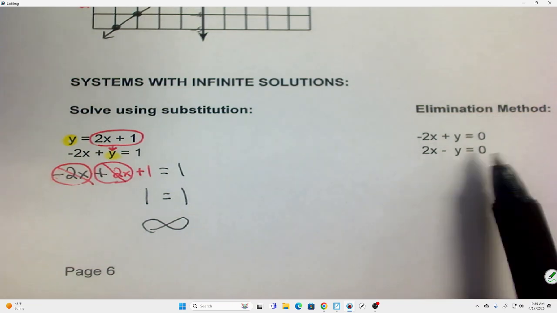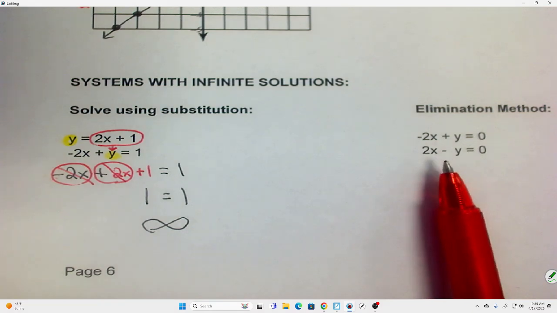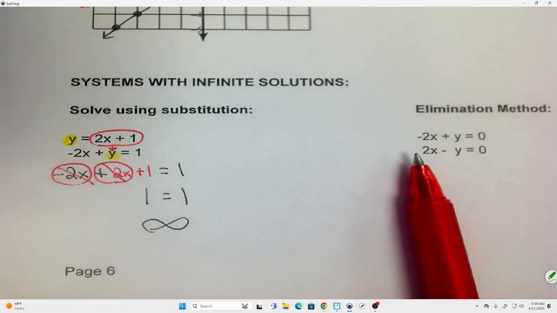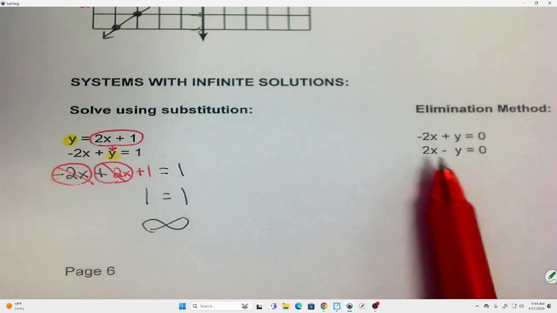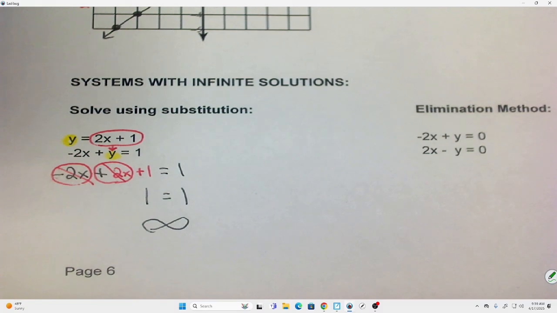The same thing is going to play out right here. Most of the time this is camouflaged and you have to multiply one of the equations or both of the equations to get them to set up. I've already got these set up to where we can just go and add them, and you're going to see what's going to happen.